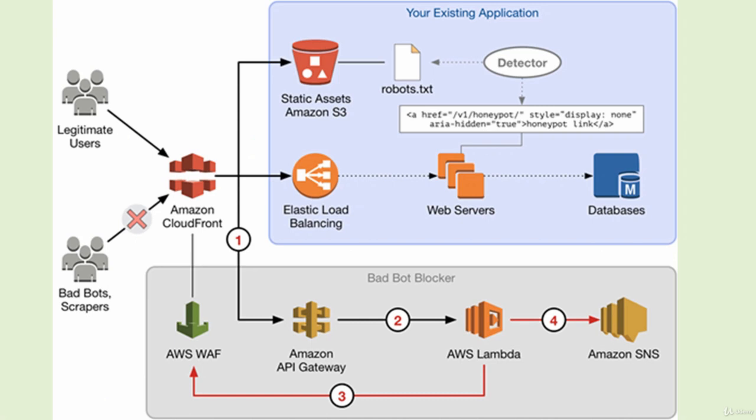Then you have different cases. You may have a detector, a robots.txt exception list, or different things. And your bad bot blocker could be integrated with custom scripts on AWS Lambda that may trigger based on certain rules that you provide with the WAF and Shield.